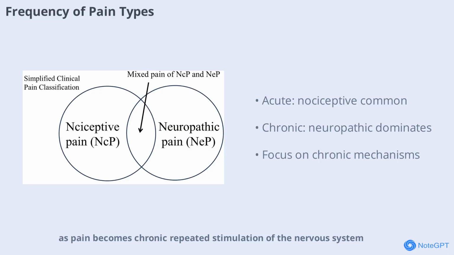However, as pain becomes chronic, repeated stimulation of the nervous system reduces the prevalence of pure nociceptive pain. Chronic pain is more likely to involve neuropathic or mixed mechanisms. This shift underscores the importance of focusing on neuropathic and central mechanisms in chronic pain management.